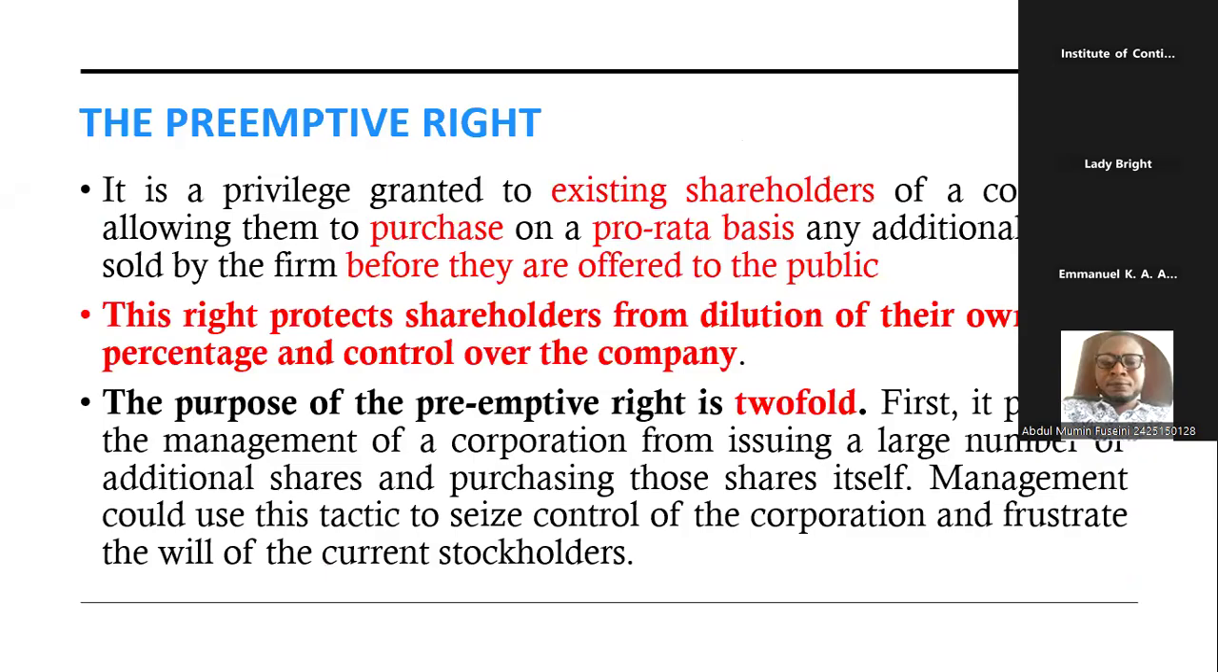Then let's talk about preemptive rights. Preemptive rights. This is a right that's given to existing shareholders. Whenever there are floating shares, preemptive rights give shareholders the chance to be the first to be offered the shares to buy. And then when they are done buying, other new investors can attempt to buy.